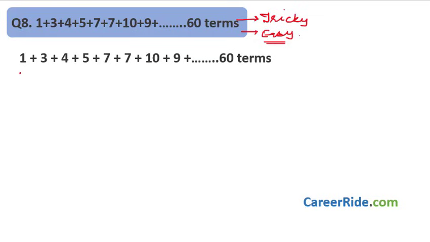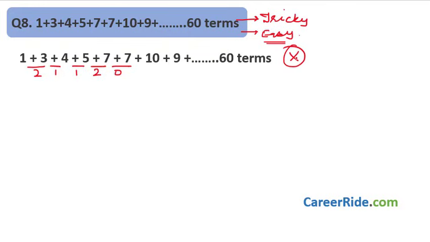So now let us rewrite the series here: 1 plus 3 plus 4 plus 5. We have rewritten the series up to 60 terms here. Now, first of all, let us check whether this is an AP or not. So 3 minus 1 is 2, 5 minus 4 is 1. We see that the difference between the consecutive terms is not the same throughout the series, which means this series is not an AP. And if it is not an AP, I cannot apply the formula that I know.